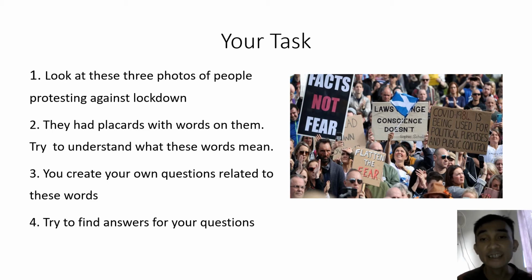Obviously these placards have words on them, like "facts not fear," "flatten the fear," and all these sorts of words. So you try to understand what these words mean, and then you create your own questions related to these words. Like "facts not fear." How did they know what were facts and what were not facts?